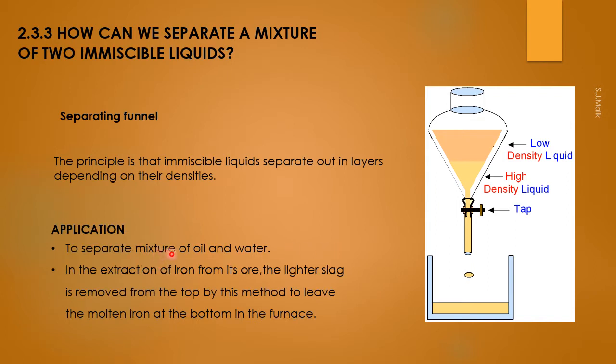What are the applications of this method? This method is used to separate a mixture of oil and water, and it is used in the extraction of iron from its ore. The lighter slag is removed from the top by this method to leave the molten iron at the bottom in the furnace.